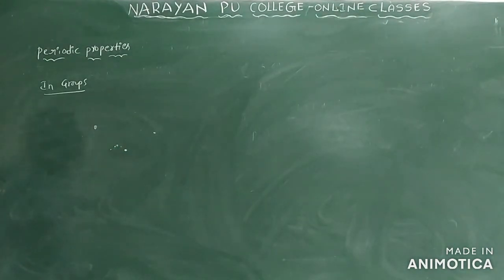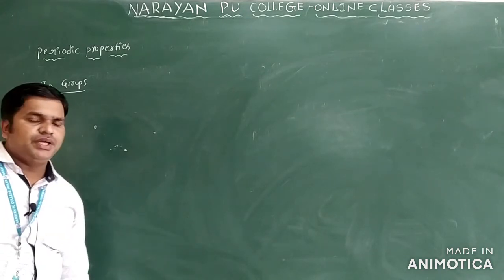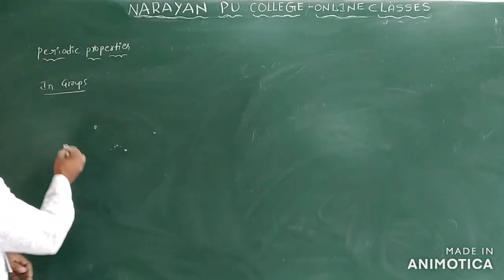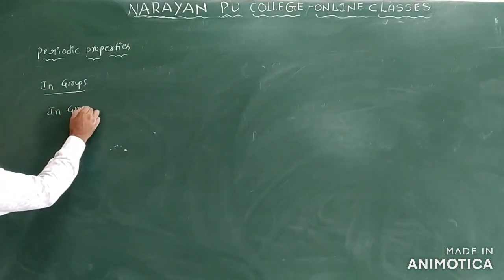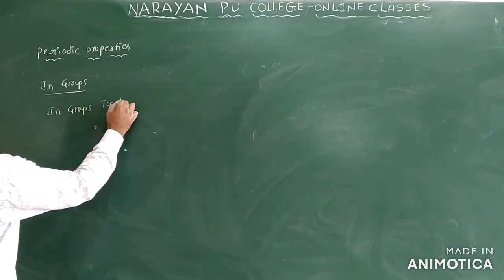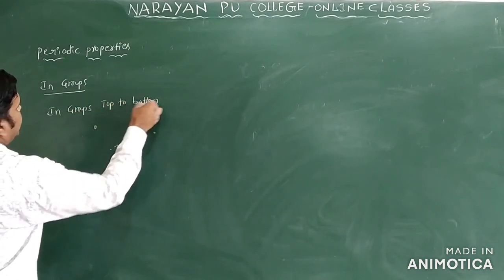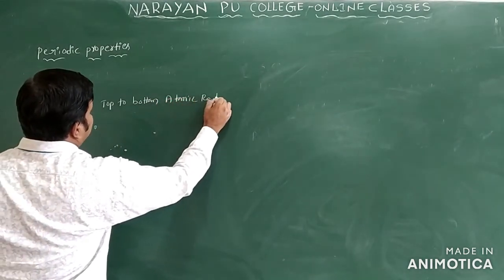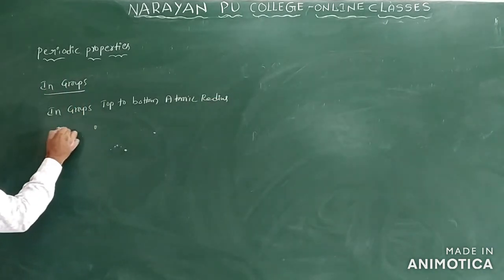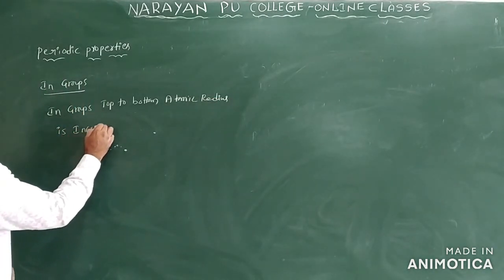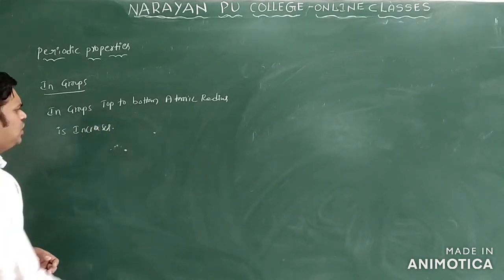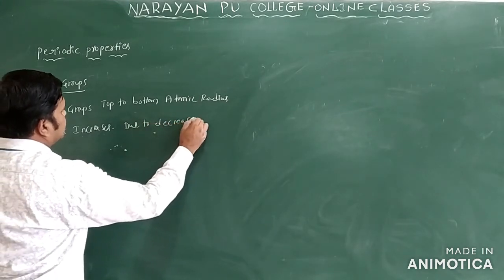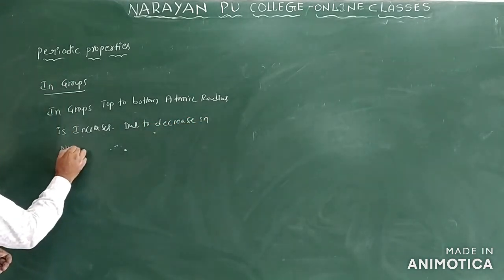So the next is in case of groups only. In groups, you are moving from top to bottom. In groups, from top to bottom, atomic radius increases only. You can write: due to decrease in nuclear charge only.